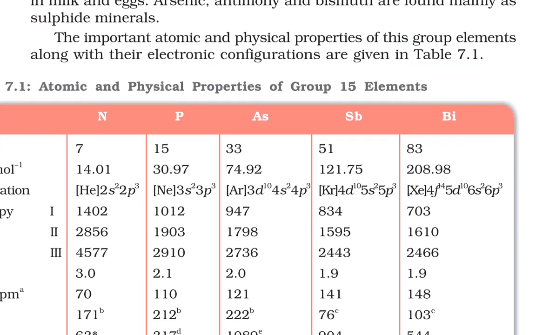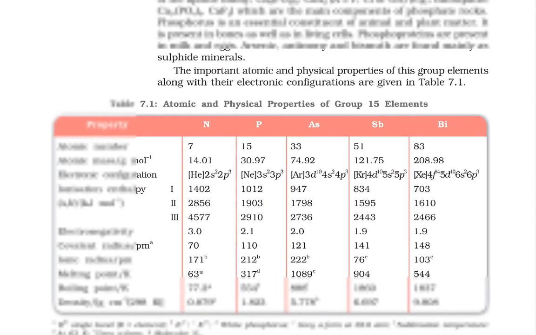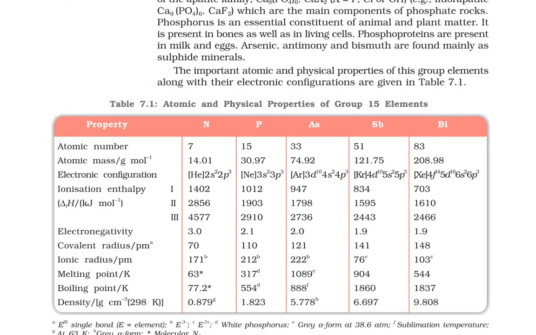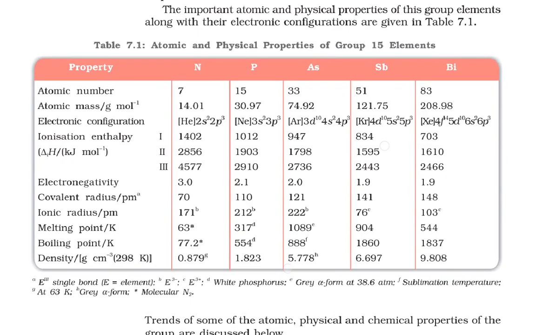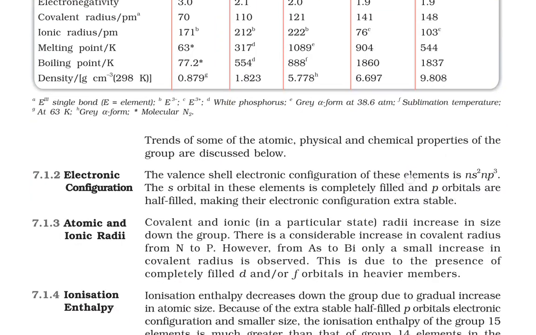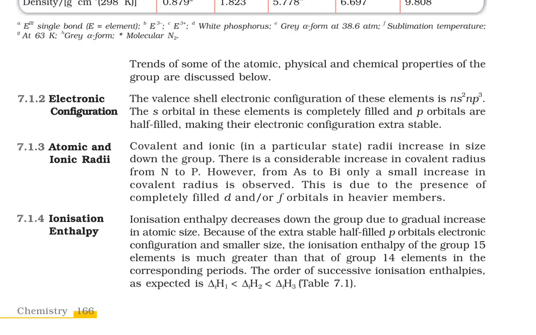The important atomic and physical properties of group 15 elements along with their electronic configuration are given in table 7.1. So here is table 7.1. You can refer to it, pause the video and read it. I am moving further. Trends of some atomic, physical and chemical properties of group 15 are discussed below.